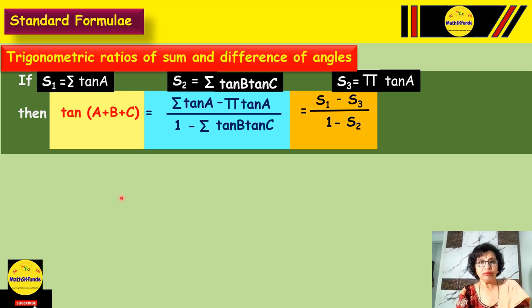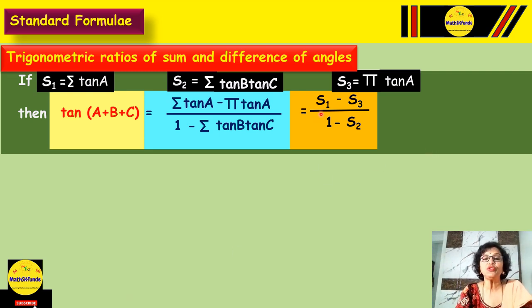How many terms of tan you are taking in the product, that I am mentioning here, so that the moment you see S1 minus S3 upon 1 minus S2, you will be able to understand that S1 is a sum of 1 tan term, S3 of 3 tan terms, and S2 of 2 tan terms. So this is how I have written tan of A plus B plus C in my new notation.